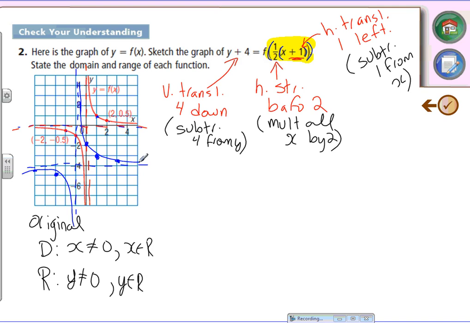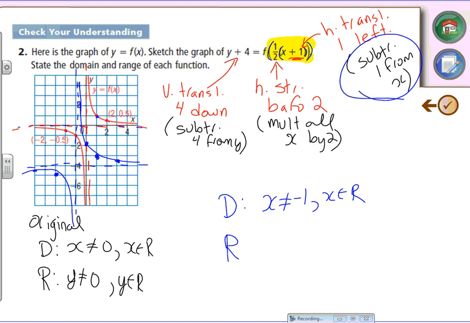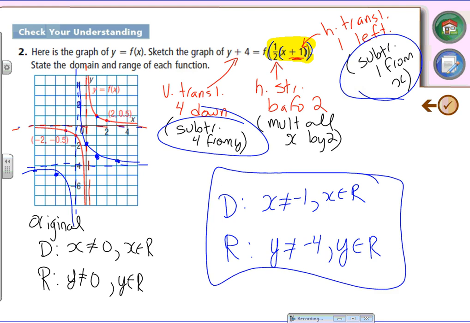Now our new one. Where did the asymptote move to? So in our domain, the asymptote on the x, the vertical asymptote, moved to the left 1. So we're going to take our domain to the left 1. x cannot equal -1, x-er. Then our range, we took it down 4. So I'm going to take my range down 4. That's the way that they like to ask asymptote work.